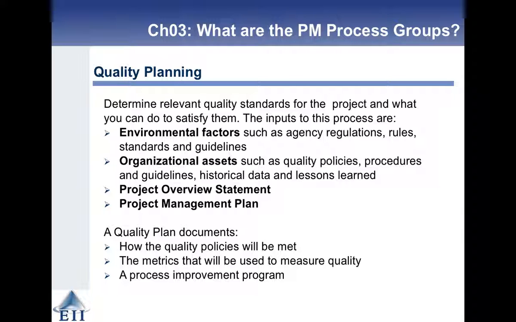So some aspects of quality we may not be concerned with in a particular project. Are there any environmental factors? The organisational assets that we need to use, are they relevant? We probably have a project overview statement and we have a project management plan. But the quality plan says how the quality policies will be met, what metrics we're going to use to show we met them, and how we're going to fix things when they break.